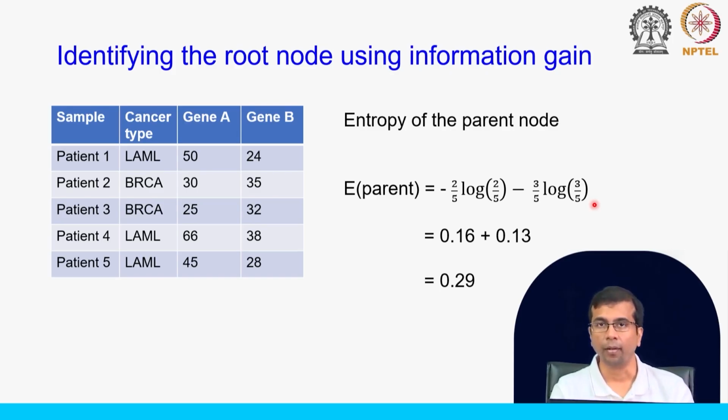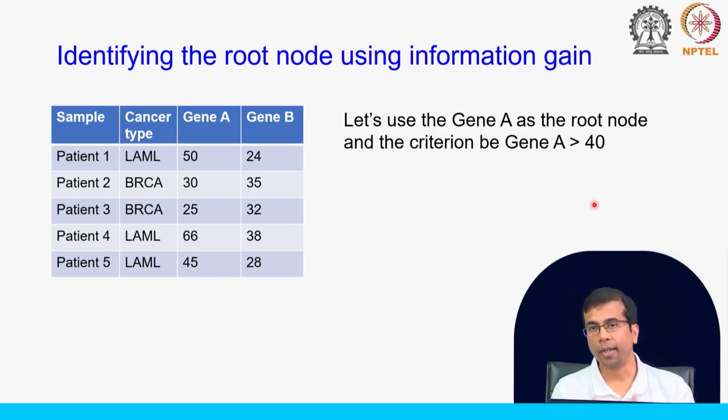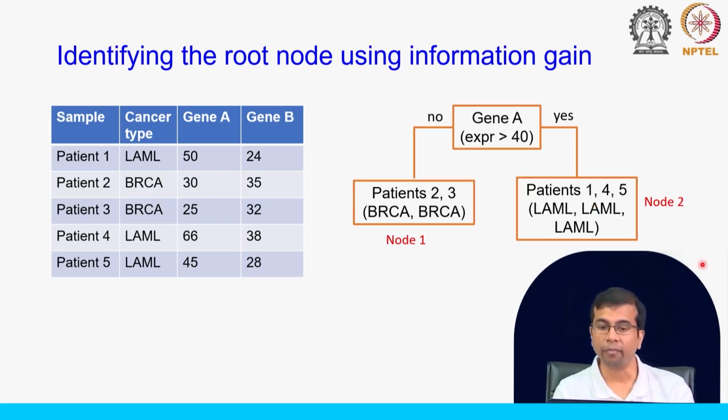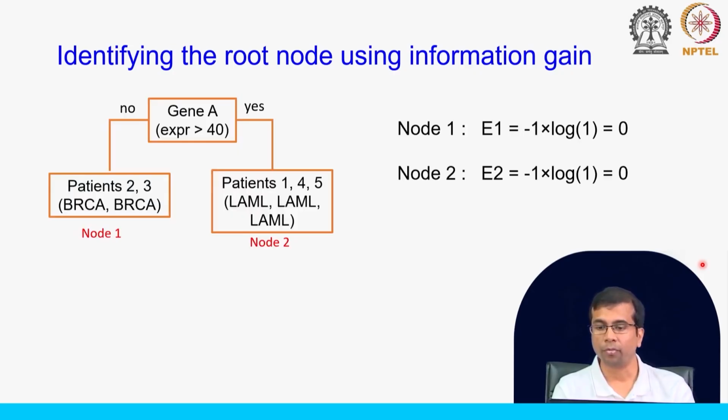Okay. And again we try out the same criteria, right? First we consider gene A as the root node and the criteria being gene A greater than 40. Okay. So, what happens is, again the branching we have seen, right? Again we have no branch and yes branch. In no branch we have patients 2, 3. We have then in node 1 we have only one class BRCA, and in node 2 we again have one class LAML, right? This is something we have seen because we are using the same criteria for branching. So, for node 1, now the E1 entropy 1 is 0, as we have seen. For node 2 entropy is 0, right? We have seen this before.